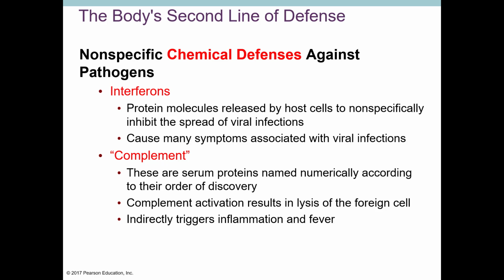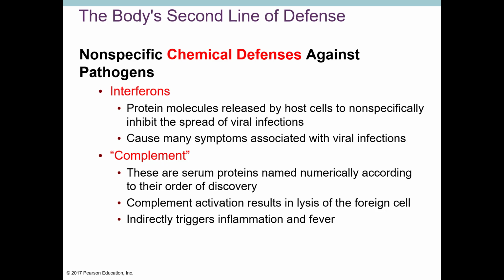So complement is something else. Complement is proteins in your serum. They were named numerically in order of their discovery. They were not named numerically in order of how they function chronologically in the complement process. But what complement really does is it creates a complex on the surface of a cell which basically pokes a hole in that cell and causes it to lyse. But it also leads to inflammation and fever in the host, which are actually helpful in the fight against a pathogen.